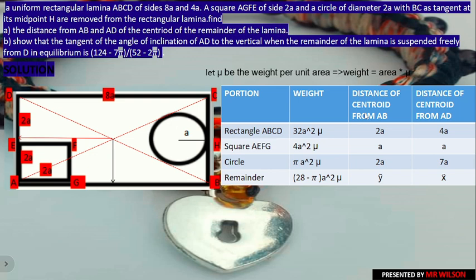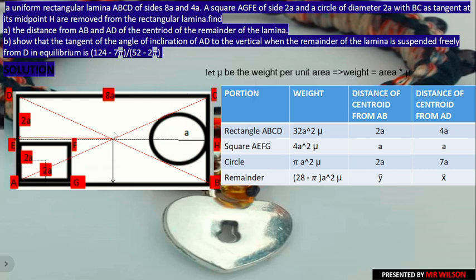Now we do the same for the circle, the square, and the remaining body. So for the square, we get the vertical distance from the center of the square to the line AB. That is the distance from AB. And that vertical distance, since the square has a side equal to 2A, will be equal to A. The same distance from AG. Okay, it will still be the same A, because we are talking about a square. Next, we do it for the circle. Now for the circle here, it's a little bit technical.